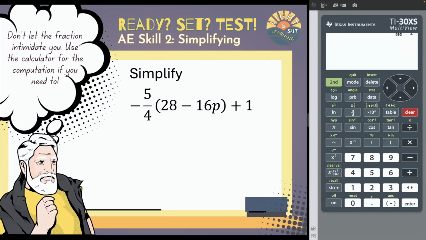So it says simplify -5/4, and then I see that 5/4 shoved up against the parentheses, so it's multiplying. So -5/4 times the quantity, this whole grouping, of 28 minus 16p, and then closed quantity plus 1. All right. So we're simplifying, which means we're just obeying those symbols as much as we can anyway.